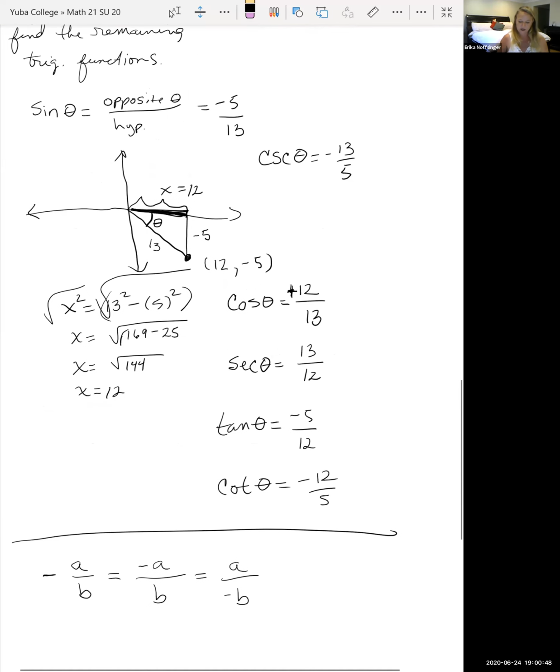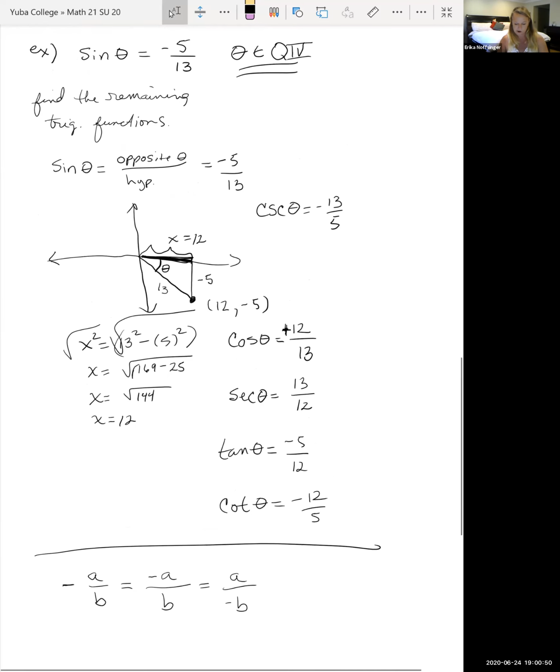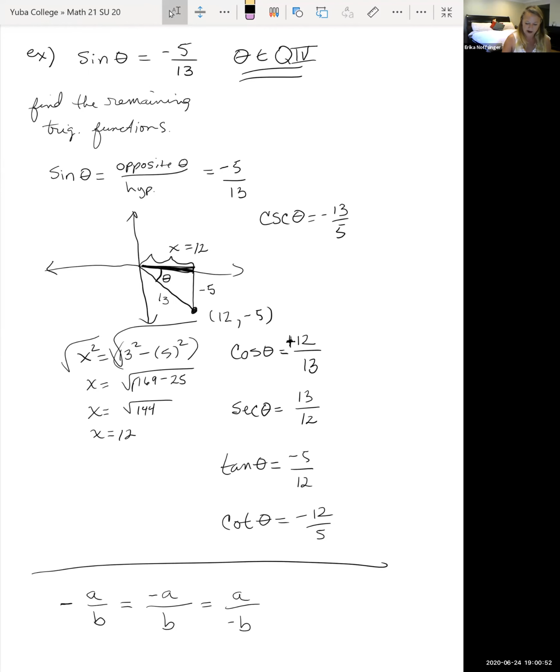So basically, you guys should have been able to, and I'm not going to go over it, but if it had given you that point, it would have said instead, find the 6 trigonometric functions given the point 12, -5. And so you would have plotted your point, and then you would have made your triangle and done what we had just done.